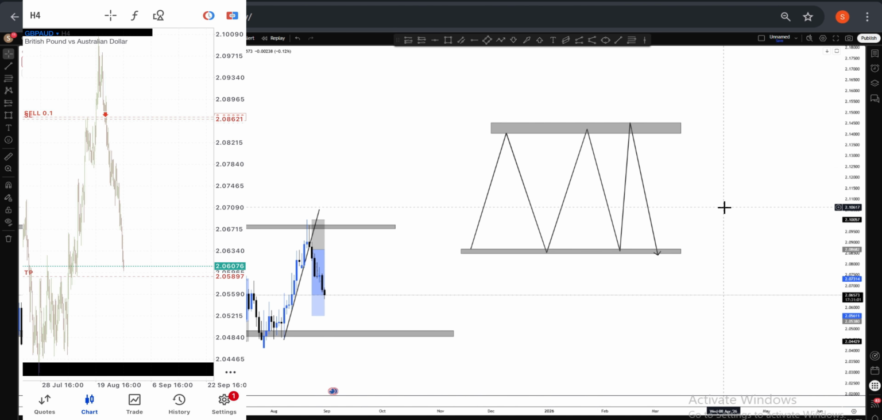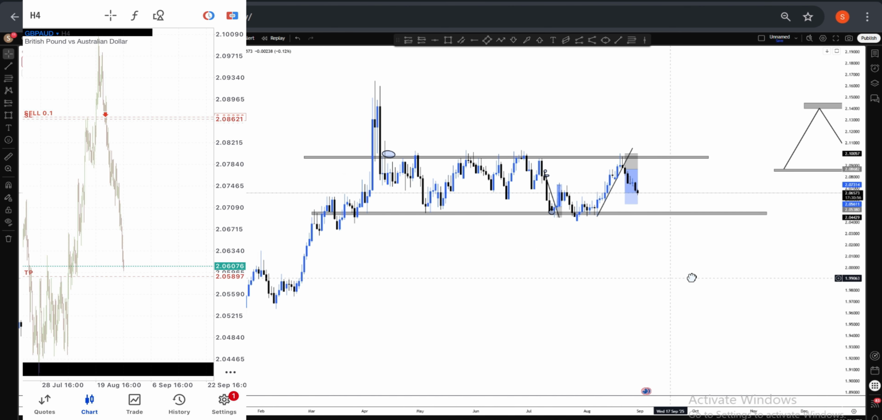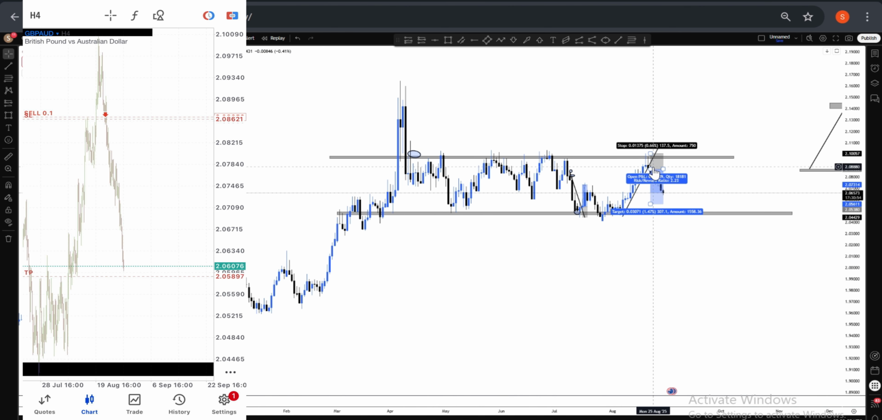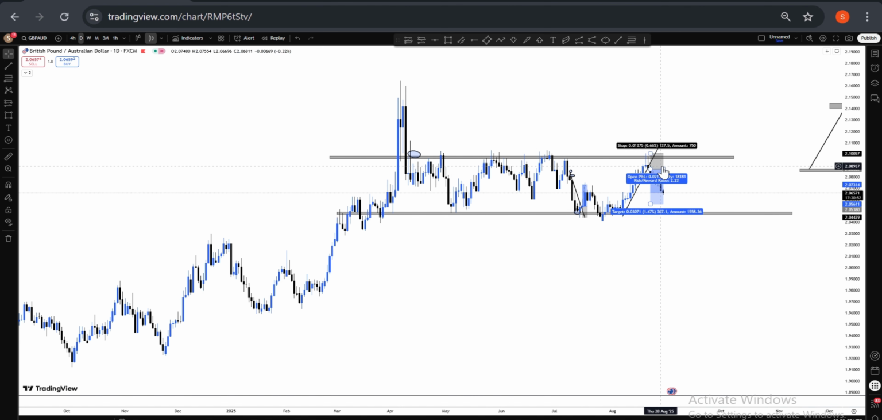Now here, this is a live trade. This is a live trade example of GBP AUD. I took a sell at this point here. So we can see the same movement. Price rejecting from this point here, rejecting from here, rejecting from here, rejecting. So if you count, this is more than 7 times price has rejected from this zone alone.